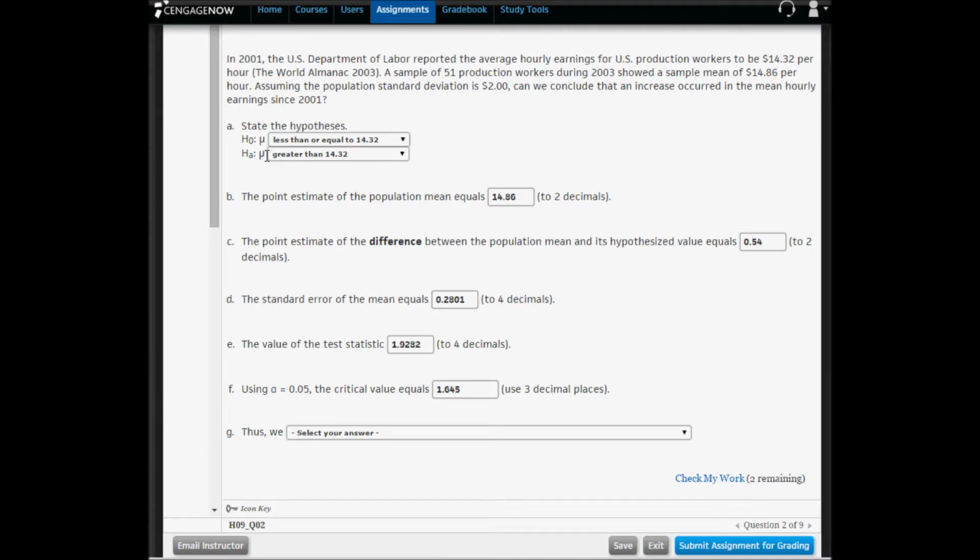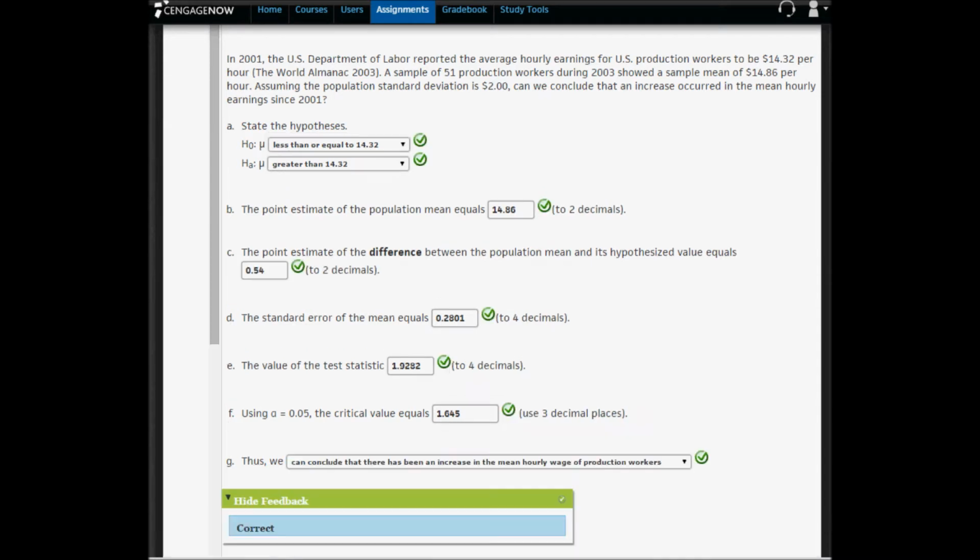Since the test statistic is greater than the critical value, we're going to conclude that the 2003 average hourly wage is greater than what it was in 2001. Thus, we're accepting the alternative hypothesis and rejecting the null hypothesis. Thus, we can conclude that there has been an increase in the mean hourly wage of production workers.